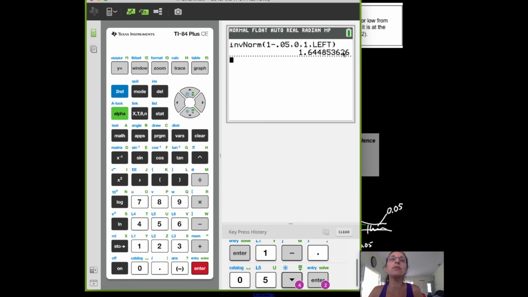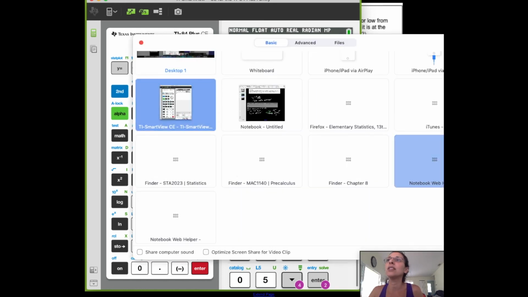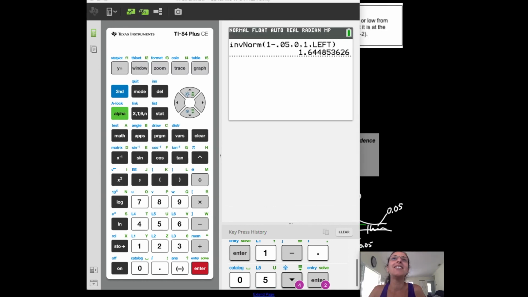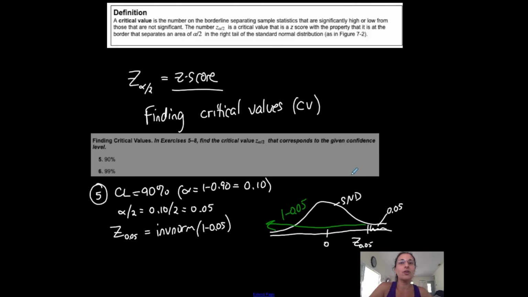1.64. Now, sometimes you're going to take 2 to the right of the decimal. That's typical for a z-score. And then for some of these special critical values, you take 3. So 1.645 if I round to the nearest 3 digits. So 1.645 is the critical value in this case, or approximately. 1.645 is the critical value that corresponds to a confidence level 90%.